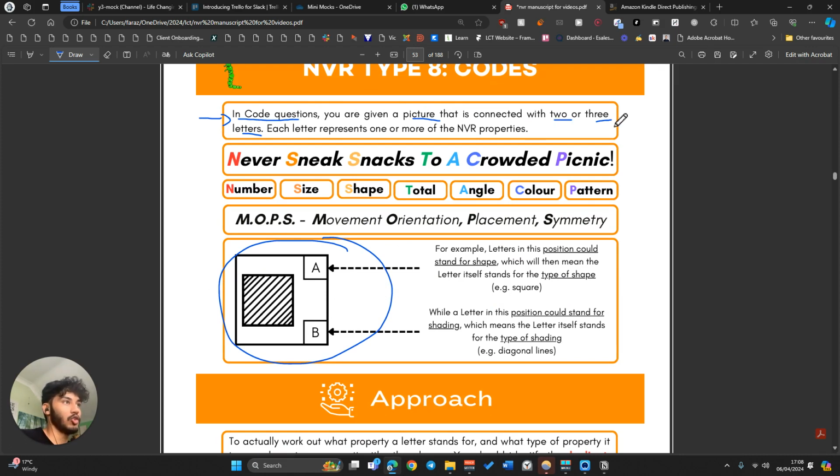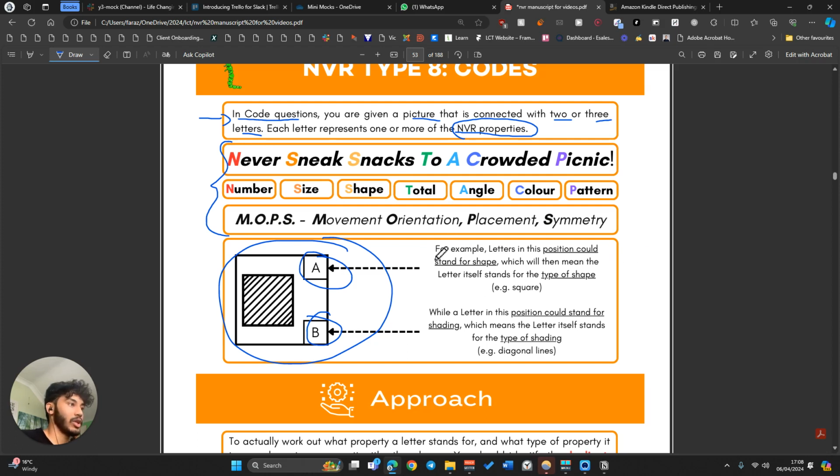So like it says here, 2 or 3 letters. You can see here, letter 1, letter 2. So that's what they're talking about here. Each letter represents one or more of the NVR properties. Okay. What does it say here? So these are the NVR properties you can see here that they're talking about. Each letter is representing one or more of these.